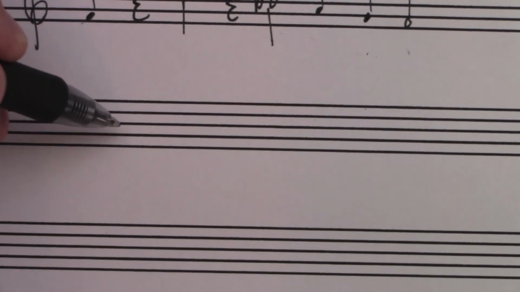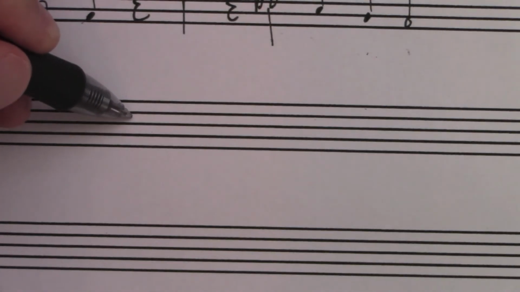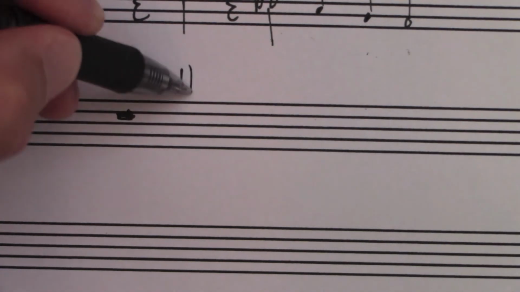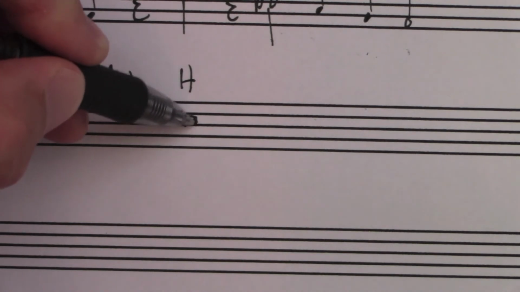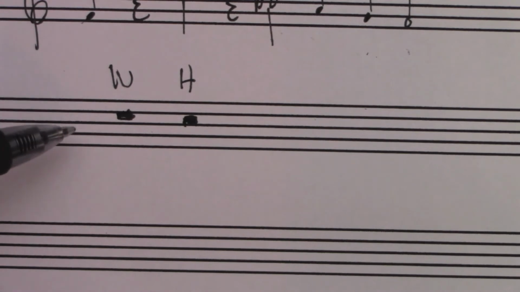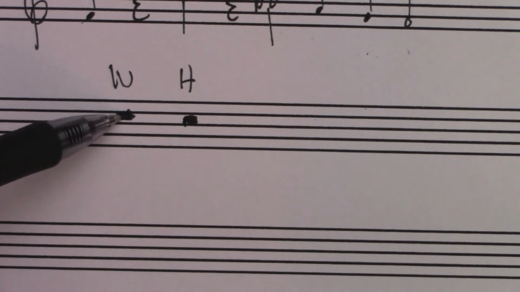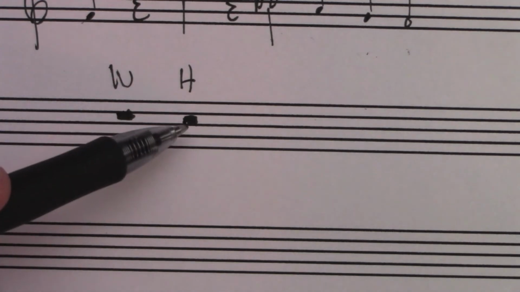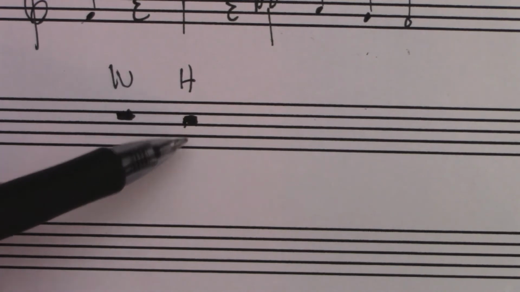So from the biggest to the smallest, we have the whole rest. And we have the half rest. Now, notice I didn't write a clef because it doesn't matter. Any clef, it's going to be the same. The whole rest is a filled-in rectangle that hangs down from the fourth line. The half rest is the same thing, but it goes up from the third line.